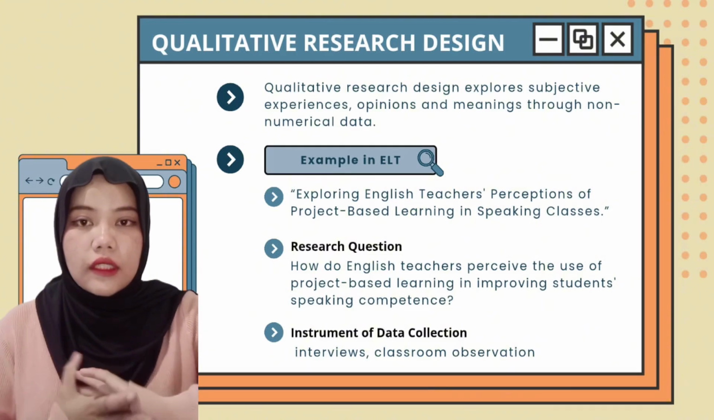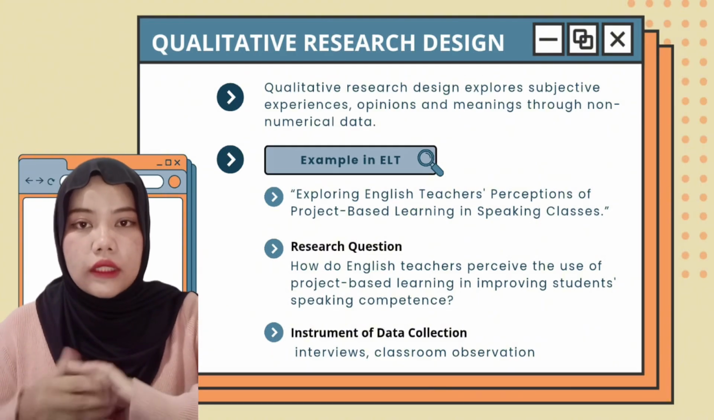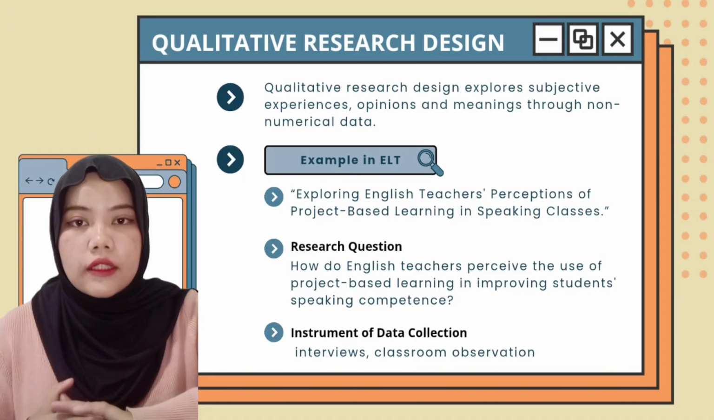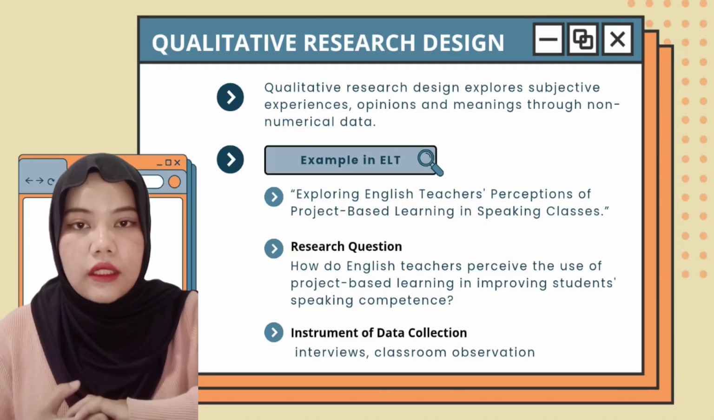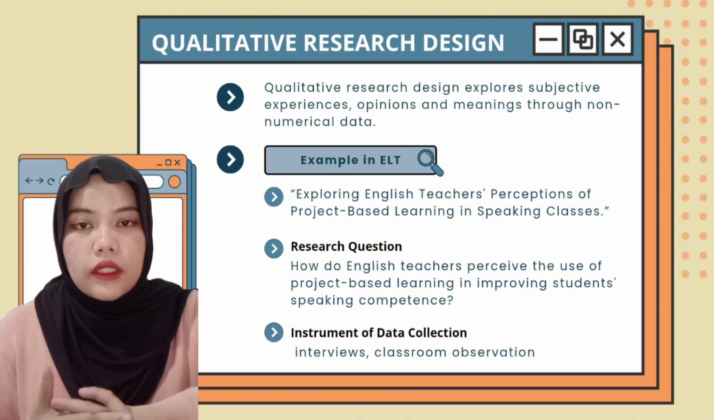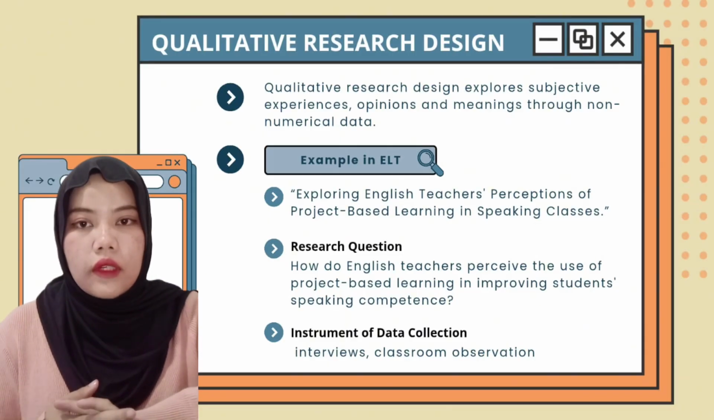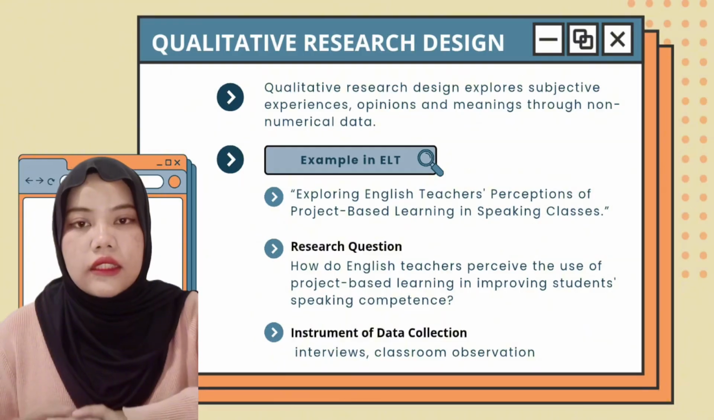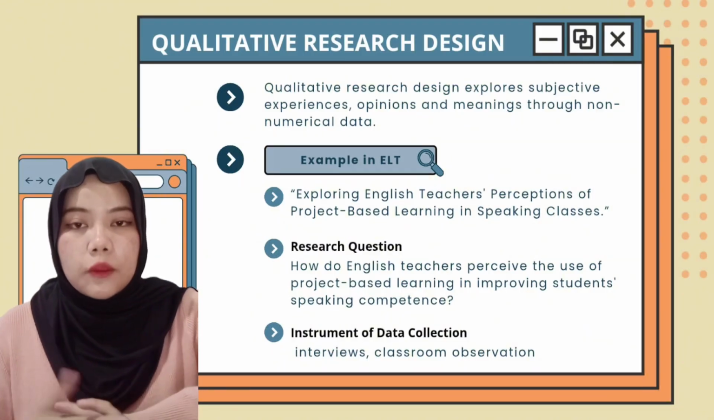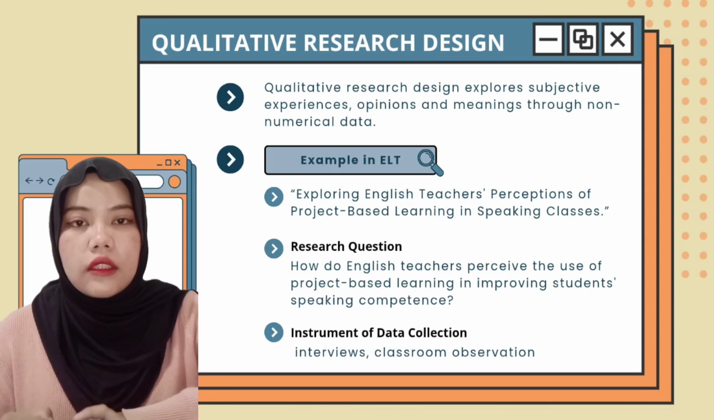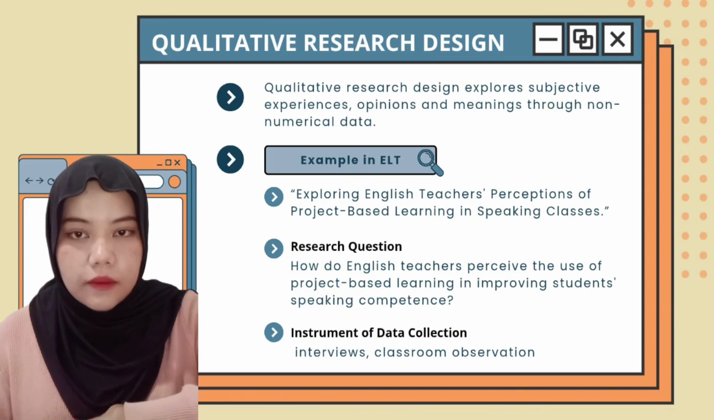Hello, I'm Ayana Dwi Saviani, and now I will explain about qualitative research design. Qualitative research design explores subjective experiences, opinions, and meaning through non-numerical data. In the context of English language teaching, it is a research approach that aims to understand the phenomenon of English language learning and teaching through in-depth exploration of the experiences, views, interactions, and practices of teachers and learners.